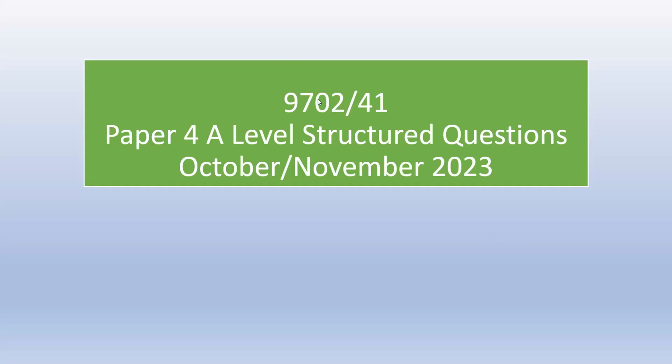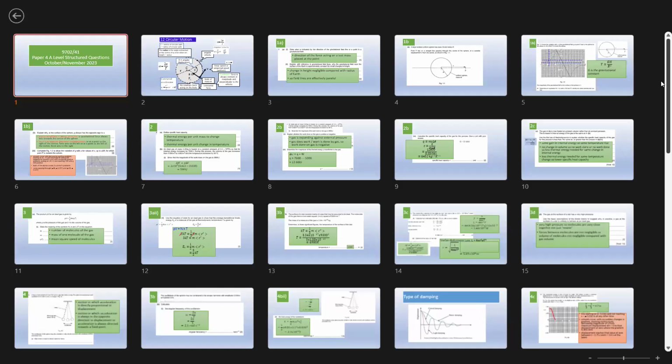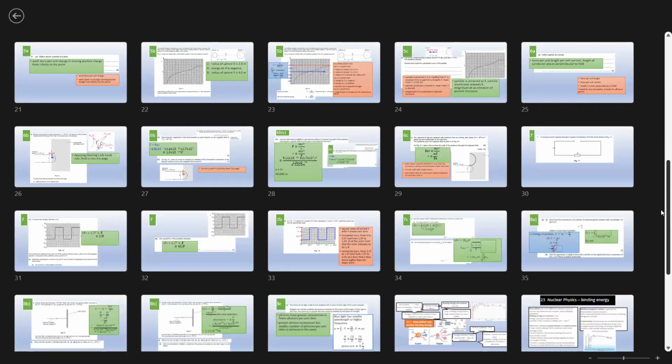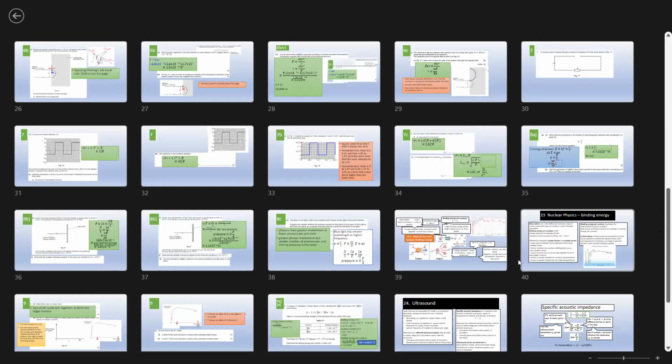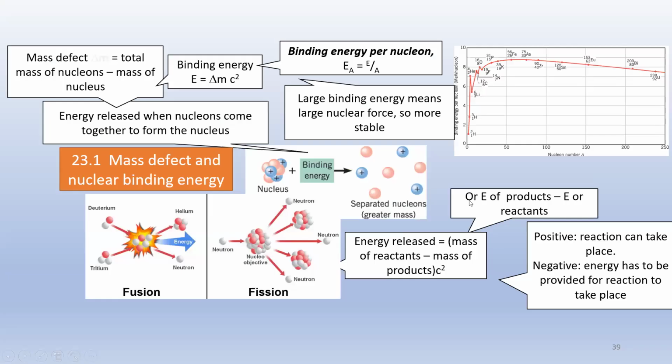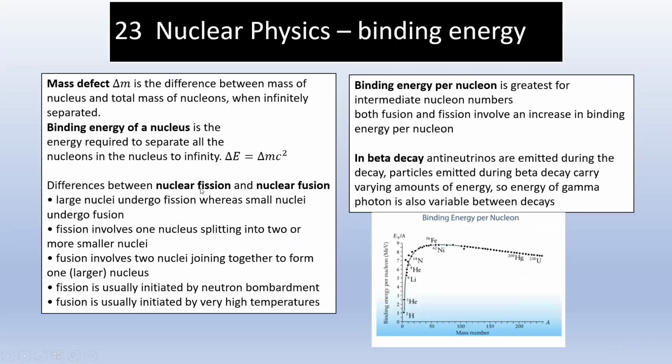Paper 9702/41, paper 4, October/November 2023. We stop at question 9. Review through mass defect and nuclear binding energy. These are some of the things that have come out.